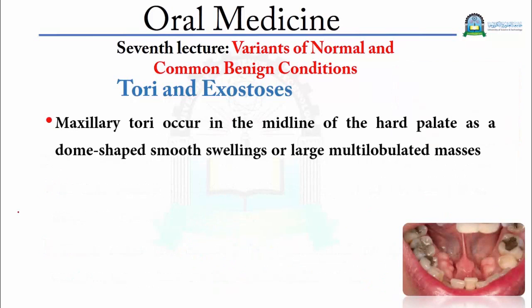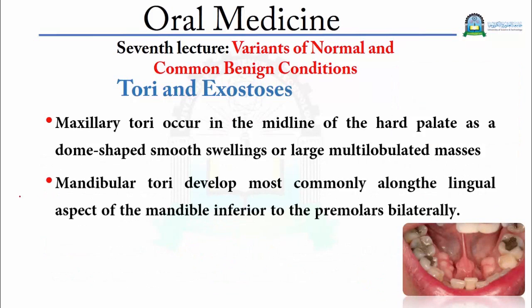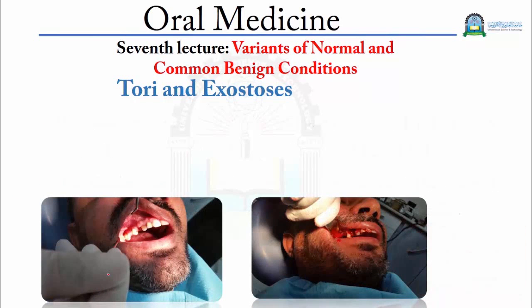Maxillary tori most commonly present in the midline of the hard palate as dome-shaped, smooth swellings or multilobulated masses, as we see in the last picture. The mandibular tori also develop most commonly along the lingual aspect of the mandible, inferior to the premolar area bilaterally. This corresponds to the premolar teeth, with mandibular tori presenting bilaterally.